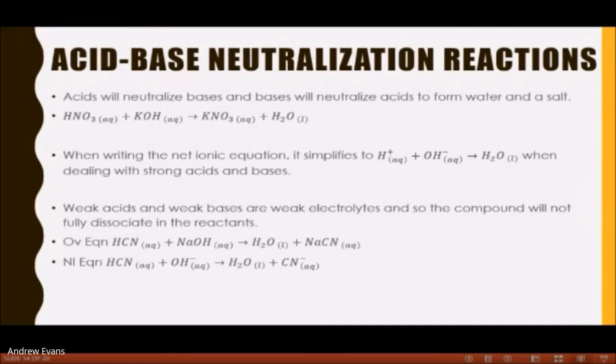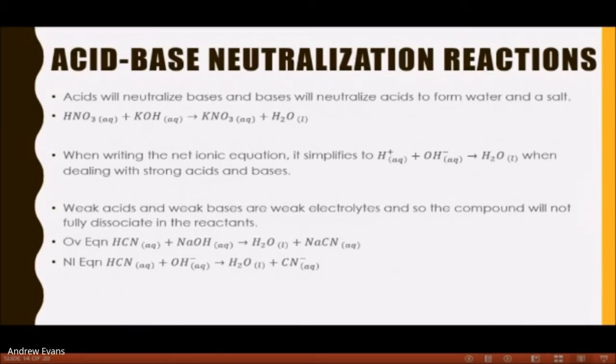Another type of reaction that we can deal with net ionic is acid-base neutralizations. Remember, when acid and base neutralize, they're going to form water and a salt. Well, the salt is typically aqueous. And so if we subtract out the spectator ions, most acid-base reactions are going to be just H plus and OH minus goes to water.